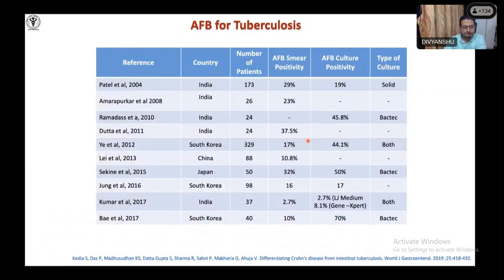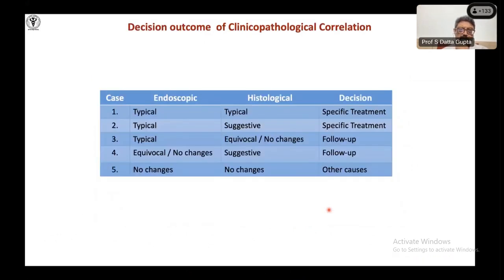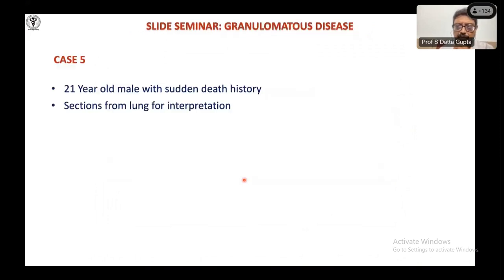They can do AFB and other things. AFB positivity in TB varies from 2% to 30%. Culture positivity is more, as high as 50%. Then of course you can do PCR and other things. So you have to compare the endoscopic and histological features. If both are typical, then you can treat as Crohn's or TB. If one is typical and one is suggestive, then the clinician takes a call. But if the changes are not typical, then a follow-up is done. Case 5. Yes.